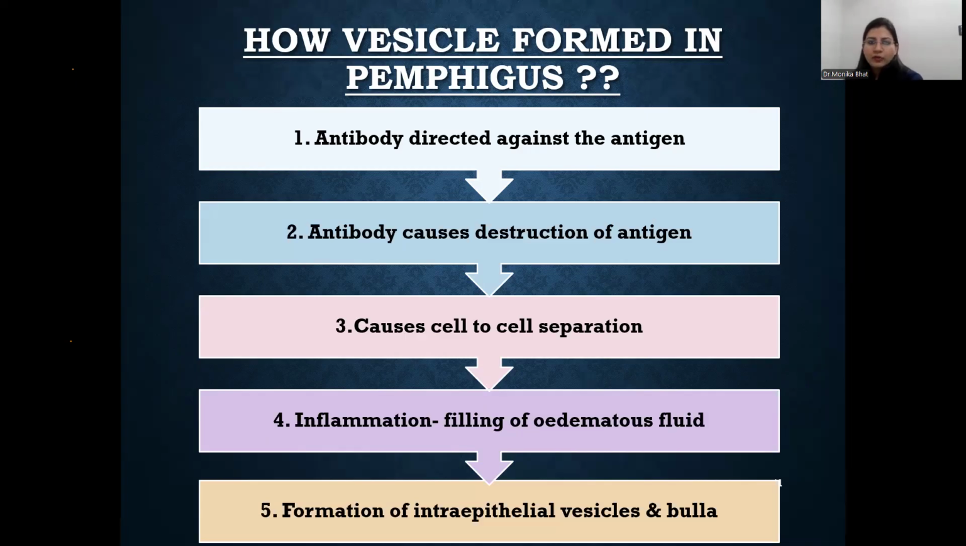The self antigens start working against us, where we have the antibody causing destruction of the antigen. This destruction causes lysis, a break in the cell to cell connection, which causes cell to cell separation, and this separation leads to inflammation. Whenever there is a problem, the defense of the body is always to go for the inflammation process. This inflammation causes the filling of these spaces by edematous fluid, and there is formation of an intraepithelial vesicle or bulla.